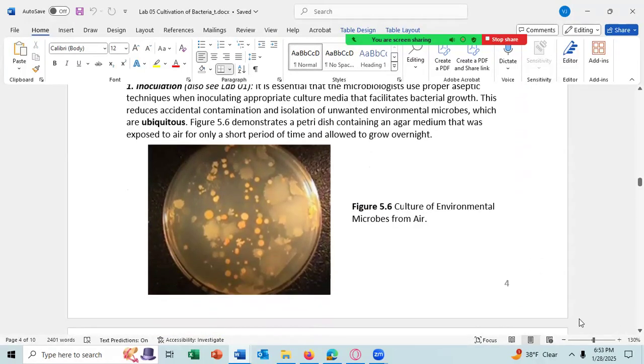All right, here we have inoculation where we collected things falling out of the air on this plate and then incubated it. And so this is the culture of microbes obtained from the air.